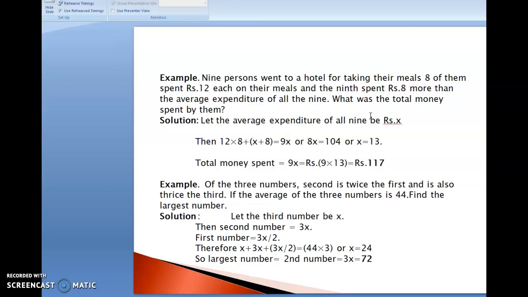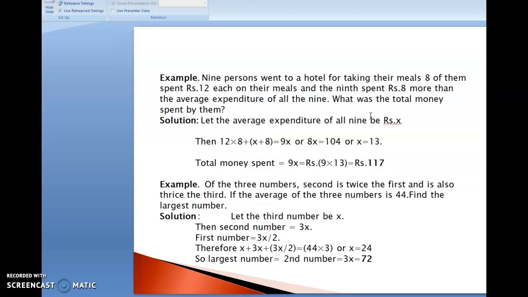Let the average expenditure for the 9 be X. So we are going to consider this now because the average is not mentioned here, so we will take it as X. And then the 8 of them, whatever they have paid, that is mentioned here. So 8 of them have paid 12 each. So the total amount collected by 8 persons will be 8 into 12.